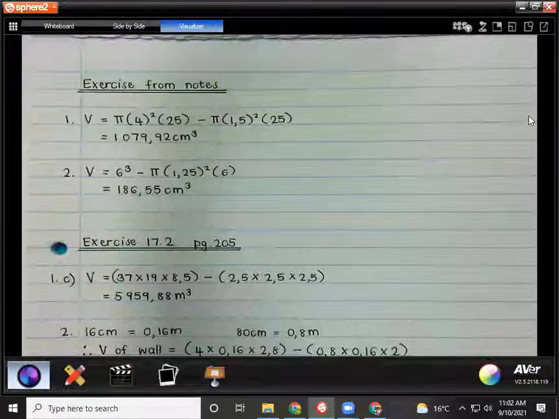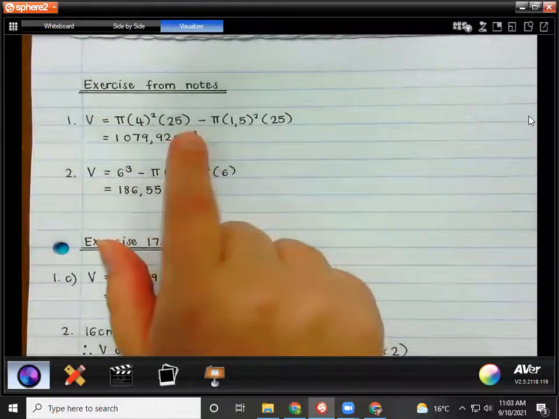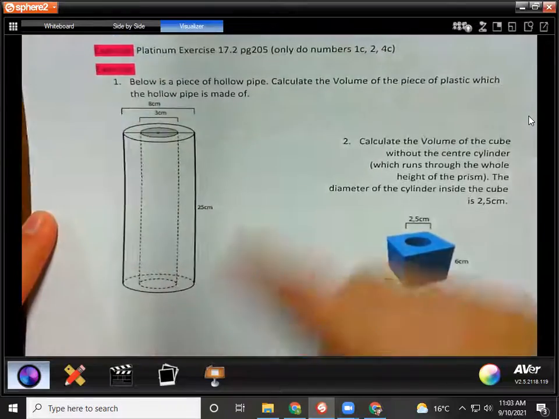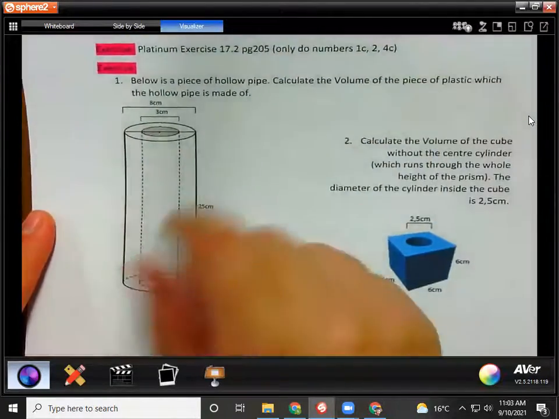Guys, so for those who, in both cases, it was a cylinder with another, no, I'm lying. In the first case, sorry, it was a cylinder with another cylinder cut out. So that is number one. You're going to take the volume of the whole cylinder and then minus the volume of the part that's been taken out.